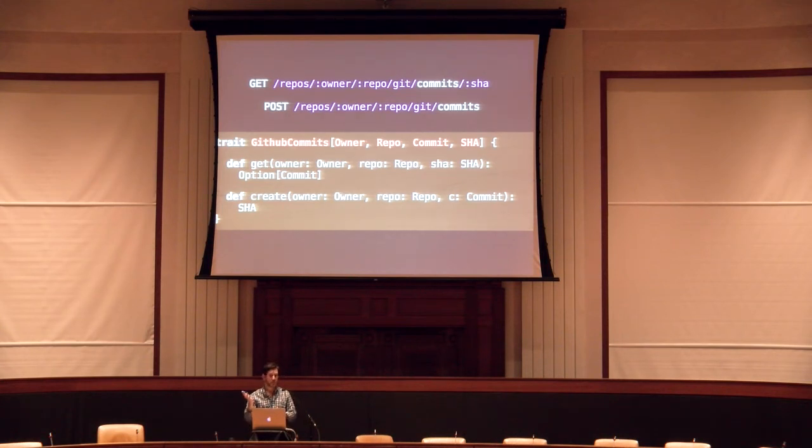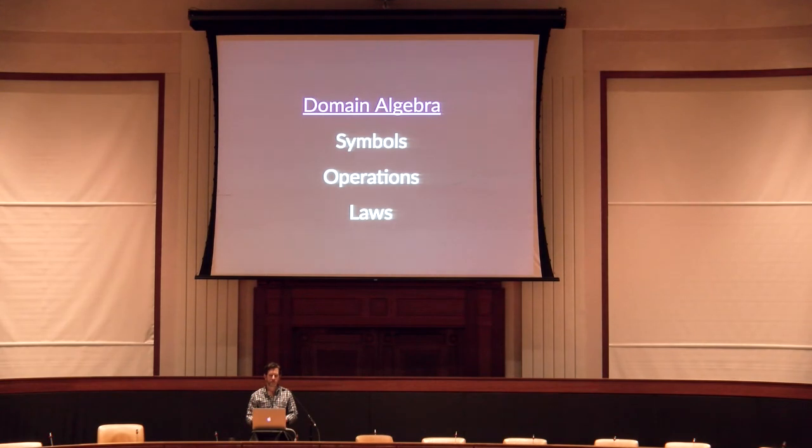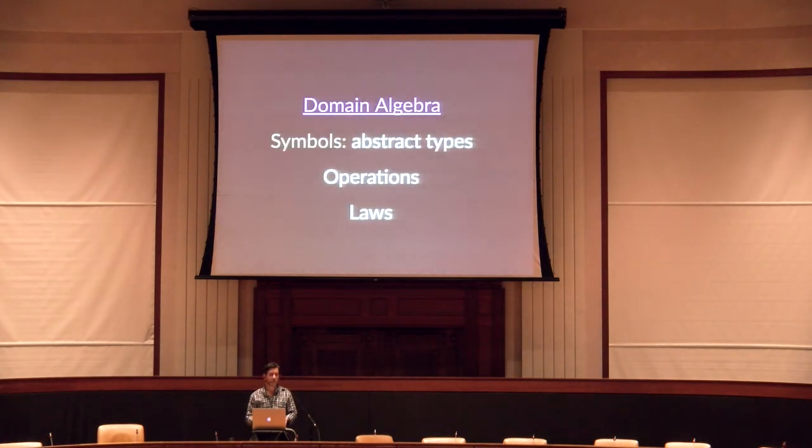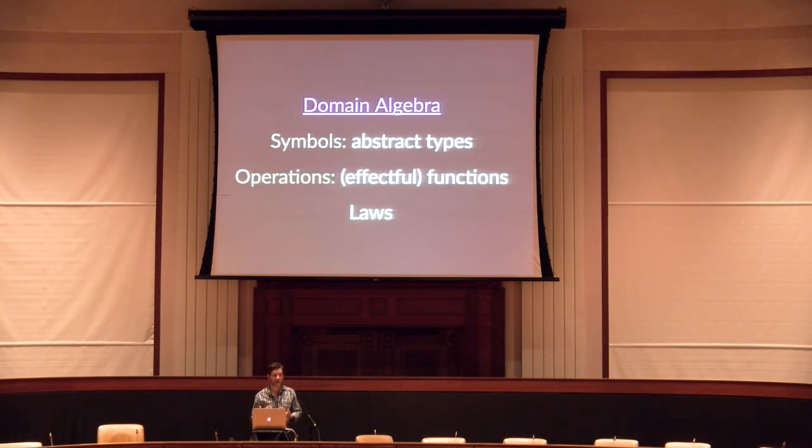But nothing unexpected. And what have we made? We've made an abstract interface. It has a particular structure with the type parameters, but it's an abstract interface. Easy peasy. So this is an example of a domain algebra. Its symbols are going to be those abstract types that represent the entities. The operations are going to be these functions that act on them. Maybe they have some effects associated with them: future, option, either. We can use those things.